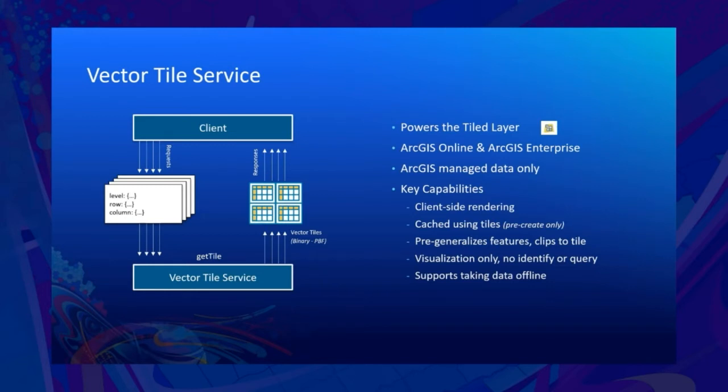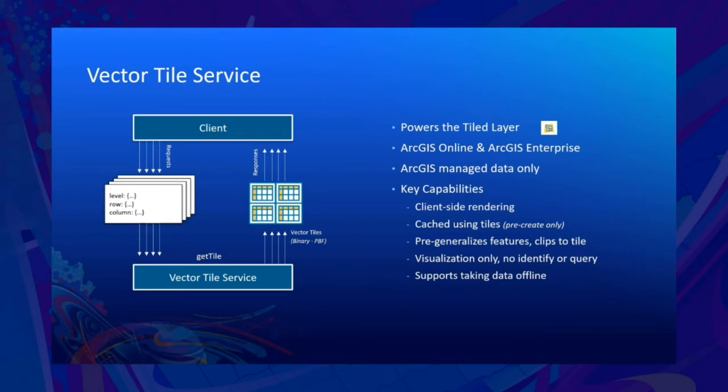The cache doesn't update automatically when your underlying data might change, so you need to have a process in place for updating your vector tile caches when you want to take advantage of newer data coming in. Unlike the dynamic map service and the tiled map service, these vector tiles are rendered client-side. So this is how you get a high level of interactivity. You can turn your map, you can rotate it, and the labels, for example, can still stay in place because the client is doing the rendering and has the ability to do those kinds of things.